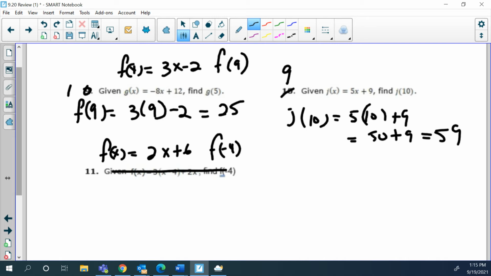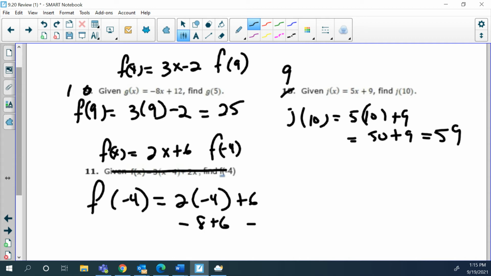And then number 11, f of x equals 2x plus 6, and you want to find f of negative 4. So replace x with negative 4. That's going to give you 2 times negative 4 plus 6. And that's negative 8 plus 6, and that is negative 2. All right. So that's 9, 10, 11.